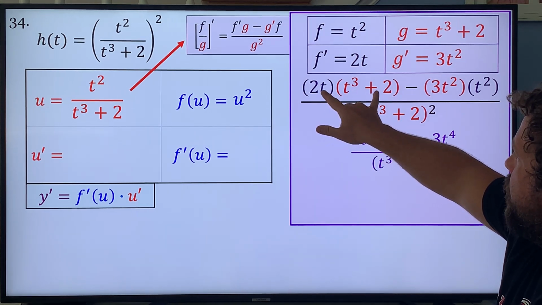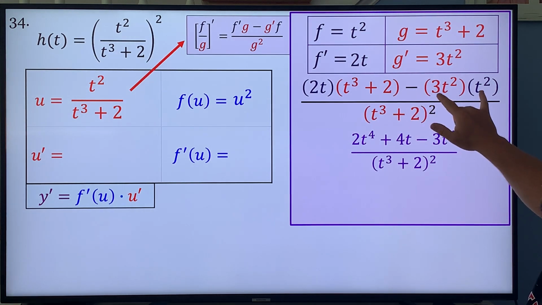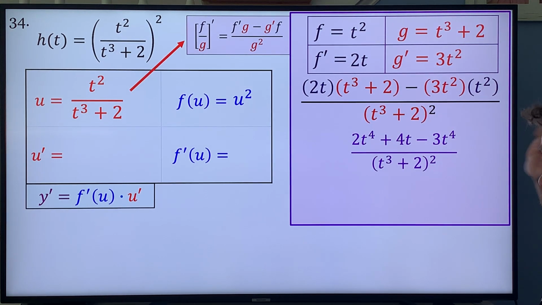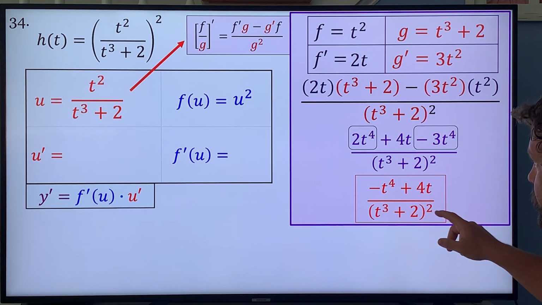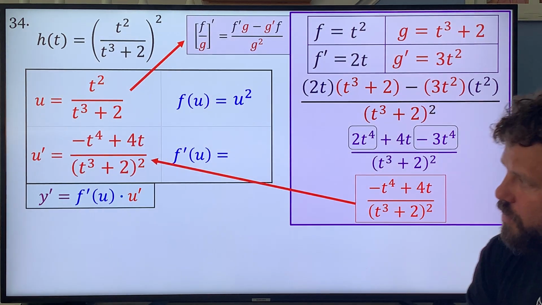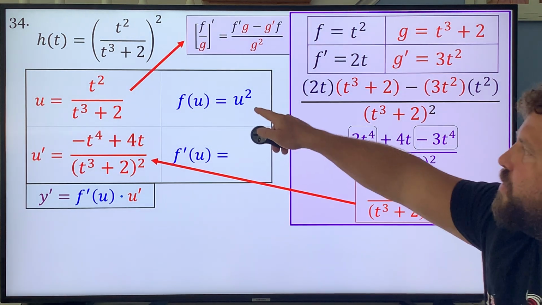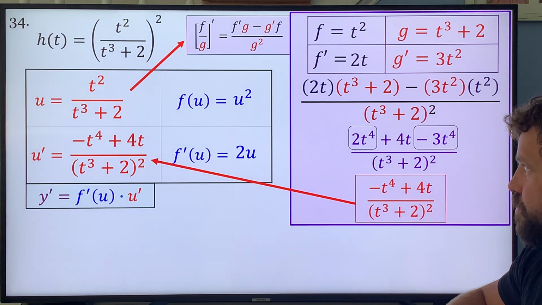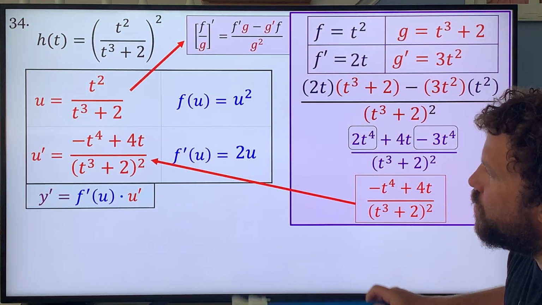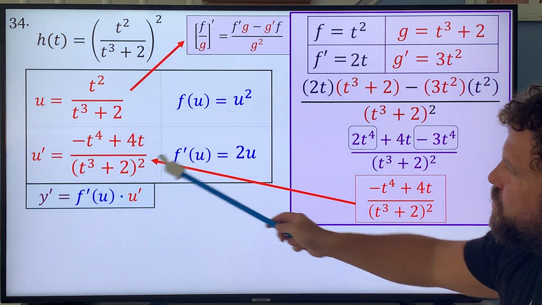2t to the 4th plus 4t minus 3t to the 4th. 2t to the 4th minus 3t to the 4th is negative t to the 4th, plus 4t, over this stuff, and push that over to u prime. Derivative of u squared is 2u. Multiply f prime of u times u prime: 2u times this stuff.